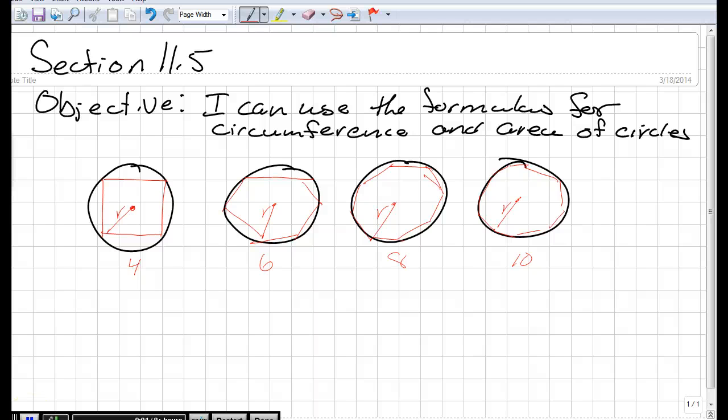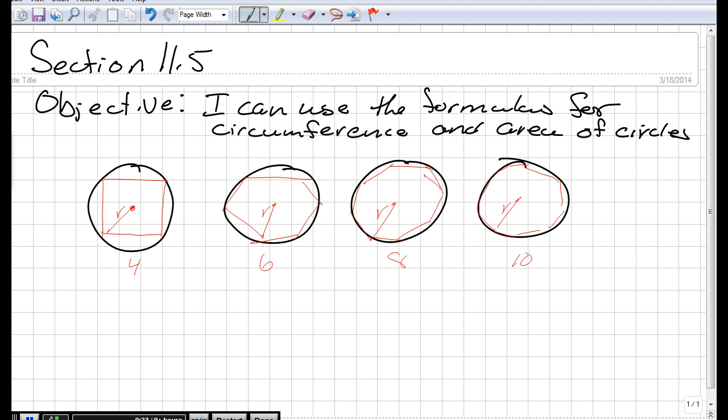Section 11.5. Our objective today is: I can use the formulas for circumference and area of circles. Notice the circles that I have here, and notice the polygons inside the circles. Notice that the more sides a polygon has, the closer it comes to a circle.